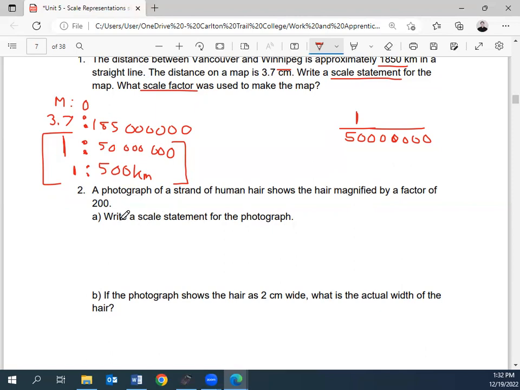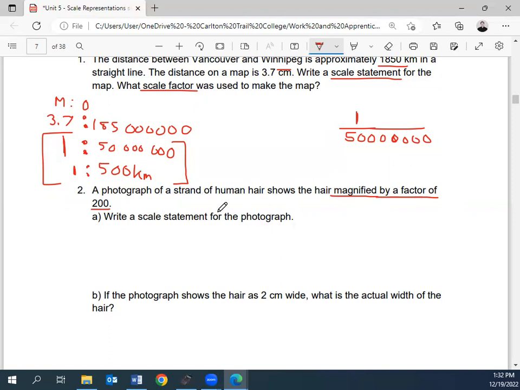So we have a photograph that shows a strand of human hair, shows that it was magnified by a factor of 200. So what does that mean? What if I had a hair that was a centimeter big? How big is it actually in the textbook then? It would be 200, right? When it's magnified by a factor of it, it's kind of times it.